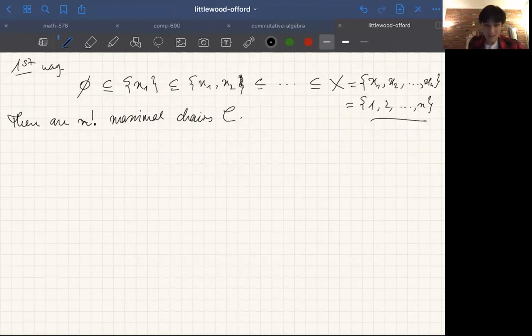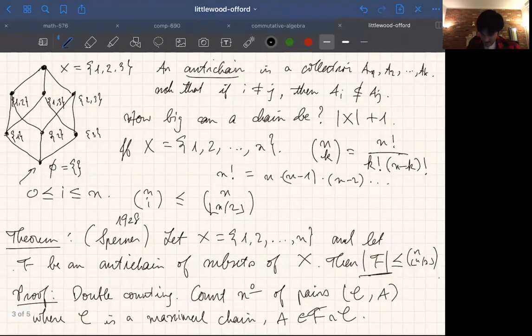There are n factorial maximal chains C. Okay, well, how many of these? Each chain can actually only have one element of an antichain, right? So we're counting pairs (C, A), where A is in an antichain F.